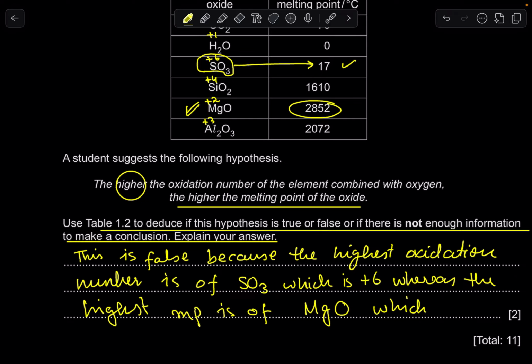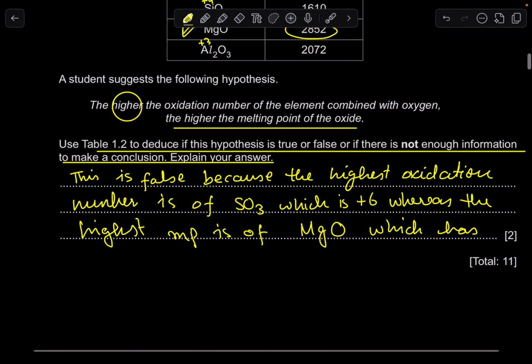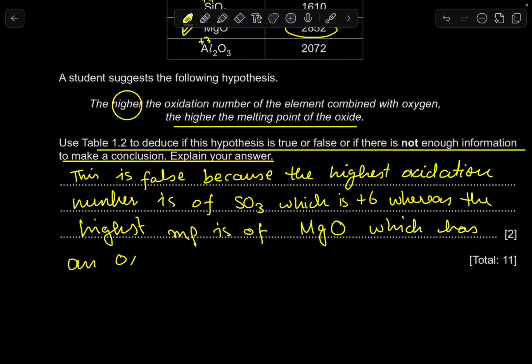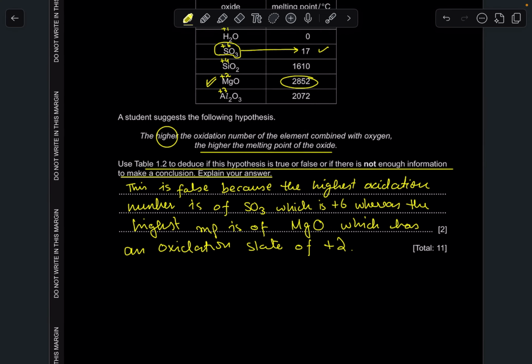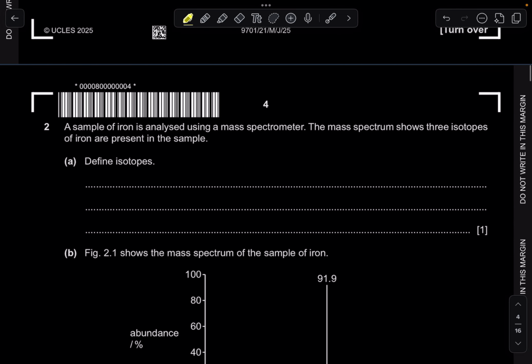which has an oxidation state of plus 2. Okay, plus 2. So I guess that's enough. We've told ourselves. A sample of iron is analyzed using a mass spectrometer.